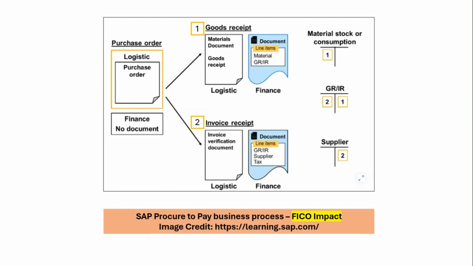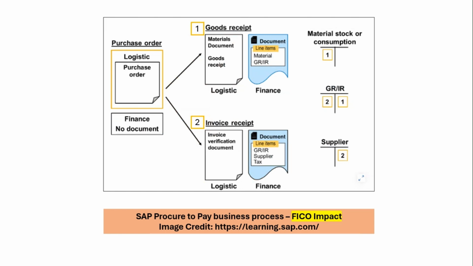And when the invoice is received, within logistics, there is an invoice verification document that is created. And in finance, there is a posting that is made, which is shown by number two, which is GRIR debit to supplier account credit. So these are the postings that happen as part of the procure to pay process. Now, sometimes companies may receive the invoice first and goods later, and that's why this GRIR account is used just to make sure that open item management is done.